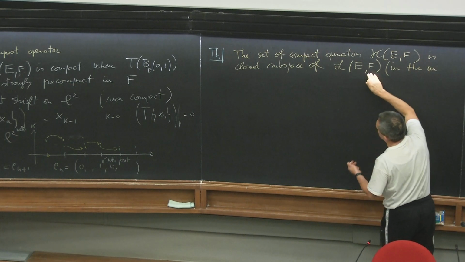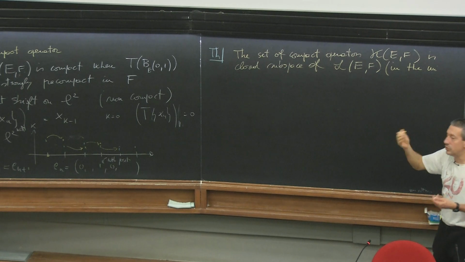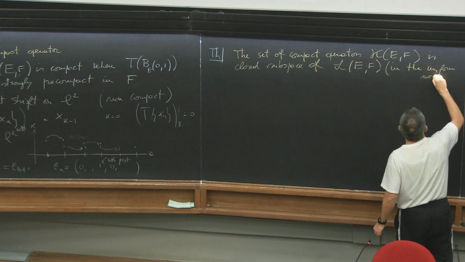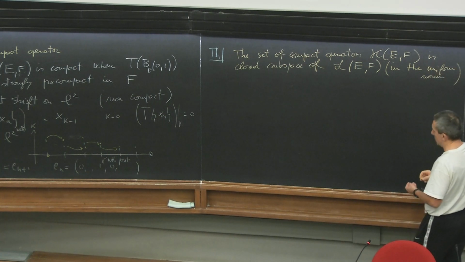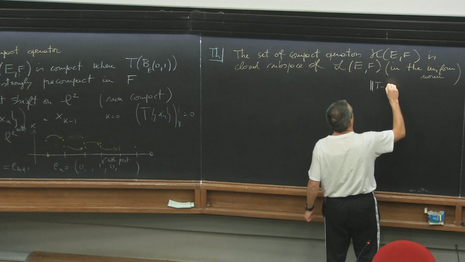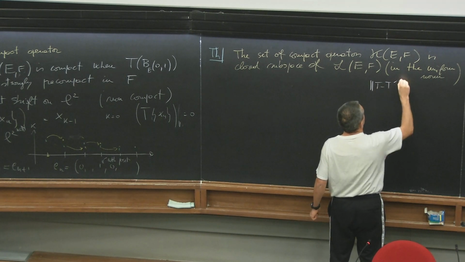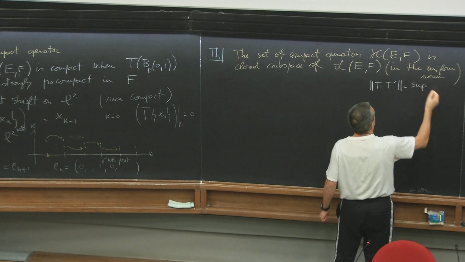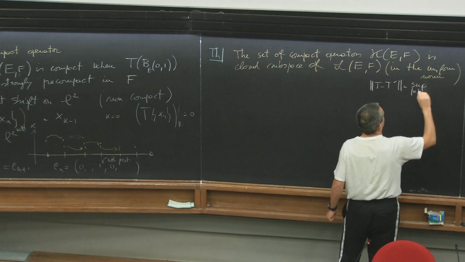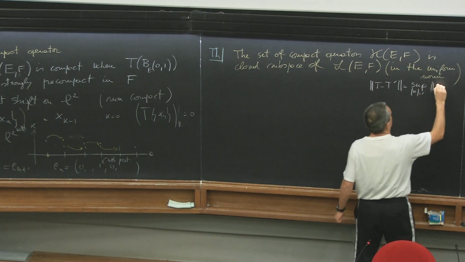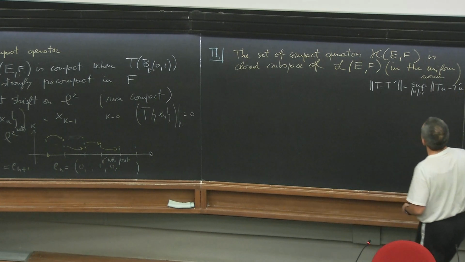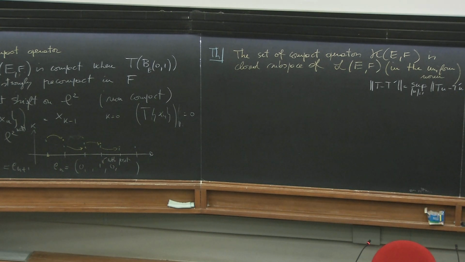Which norm do I put here? We remember we have many. We put the uniform, the standard one, the uniform norm. So the norm of T minus T prime is the sup for norm of u equal to 1 of the norm in F of Tu minus T prime u. So it's the uniform norm.